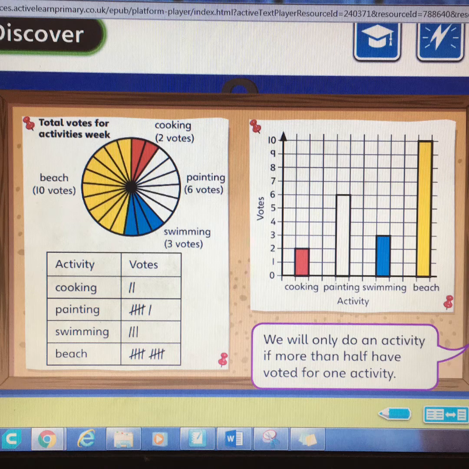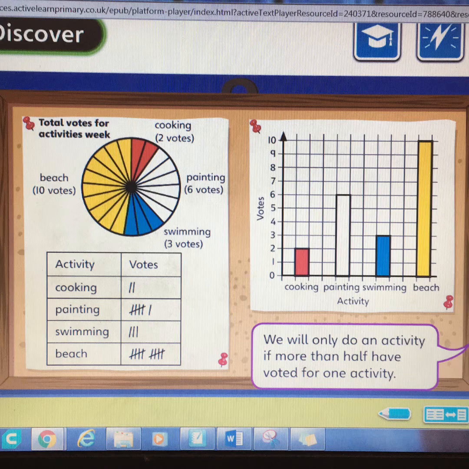Right then, the little speech bubble at the bottom says, we will only do an activity if more than half have voted for it. So they will only do an activity if more than half the people voted for it. Now, my first question is this. Which chart shows most clearly whether an activity received more than half the votes? Which one, a pie chart, a table, or a bar chart, shows most clearly if an activity had received half the votes?